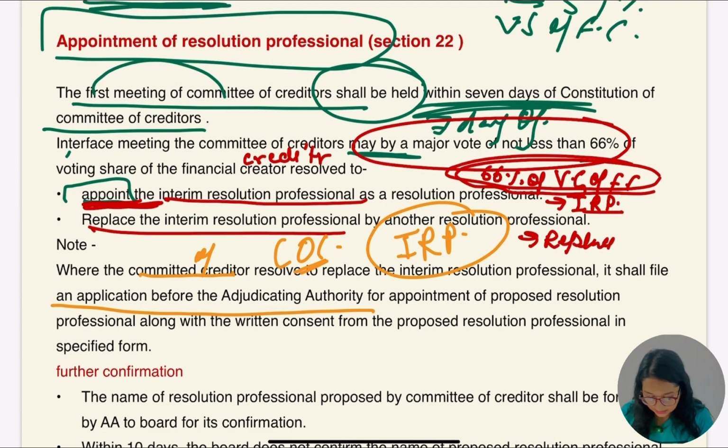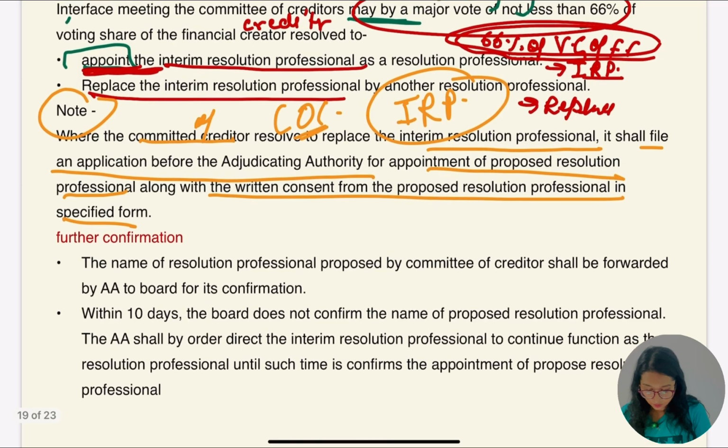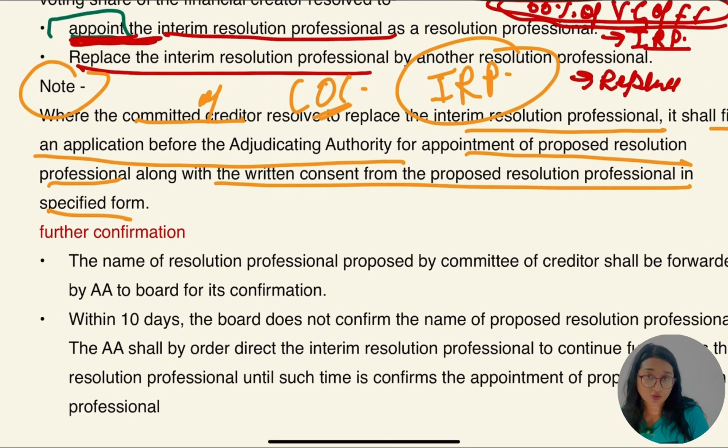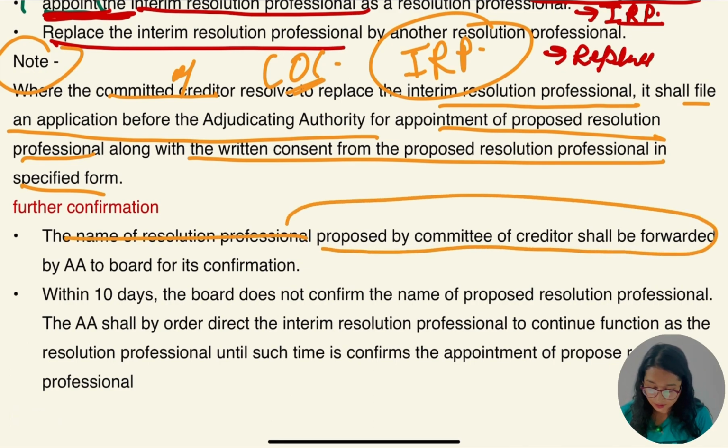Where the committee of creditors resolves to replace the interim resolution professional, it shall file an application to whom? The AA, right? For appointment of the proposed resolution professional along with the written consent from the proposed resolution professional in a specified form. Hope this point was clear. There is some further confirmation to be done. The name of the resolution professional proposed by the committee shall be forwarded by the AA to the board for its confirmation.